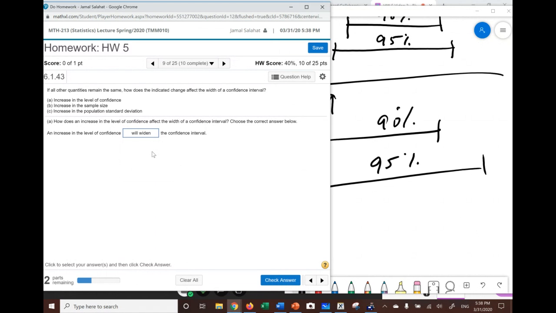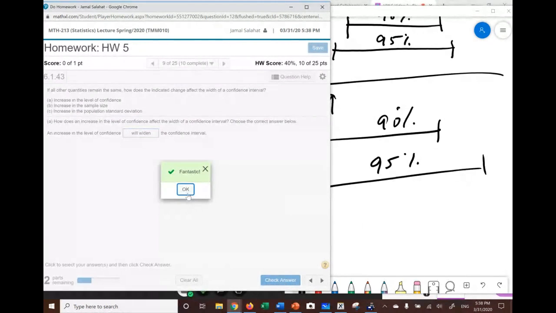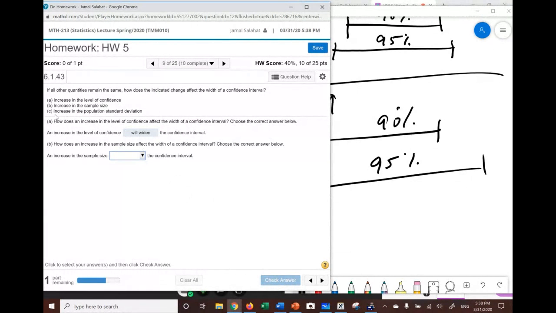So if you make the confidence level bigger, you'll make the interval wider. So let's check and see if this is correct. That is correct. Now the second one, it says, okay, in part B, what if we have an increase in the sample size? What will happen to the confidence interval?